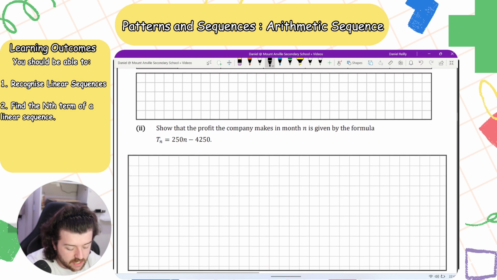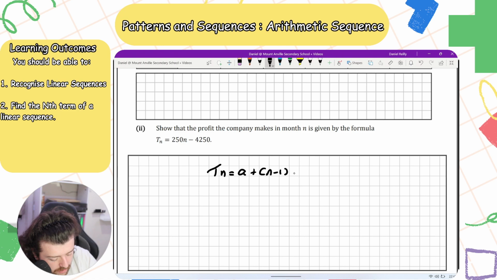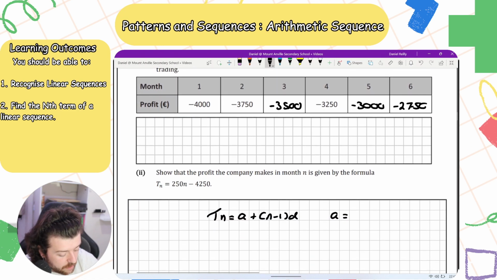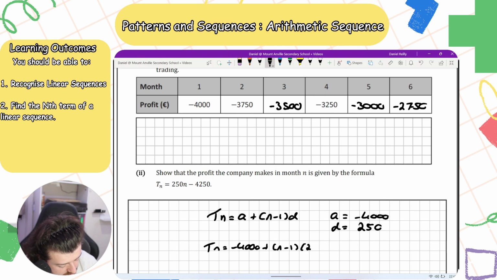Show that the profit the company makes a month is given by this formula. So remember, Tn equals a plus n minus 1 d. A is my first term. So my first term is minus 4,000. D is my difference, which is 250. So Tn equals minus 4,000 plus n minus 1 times 250.